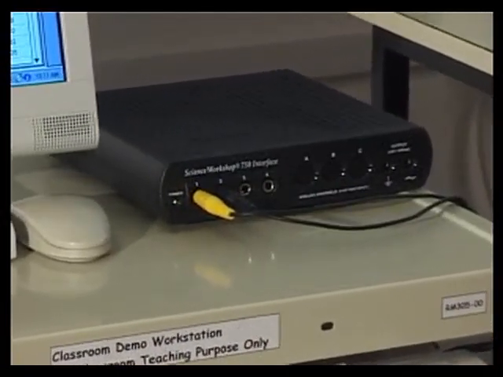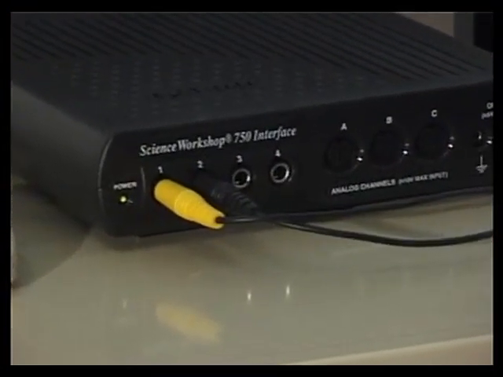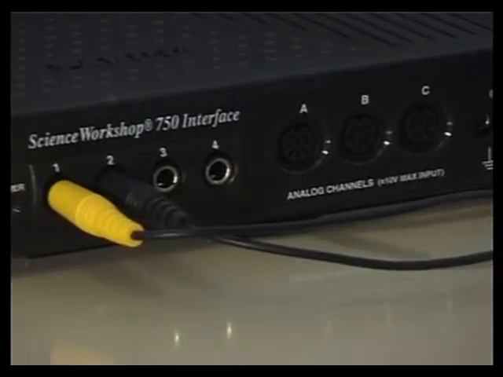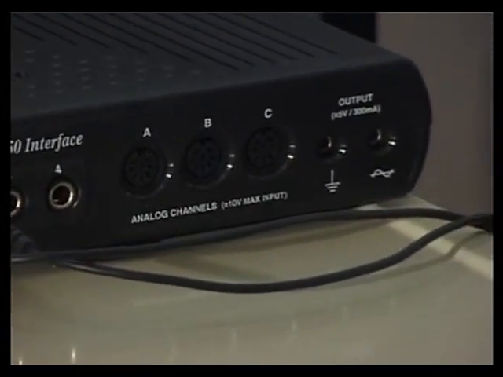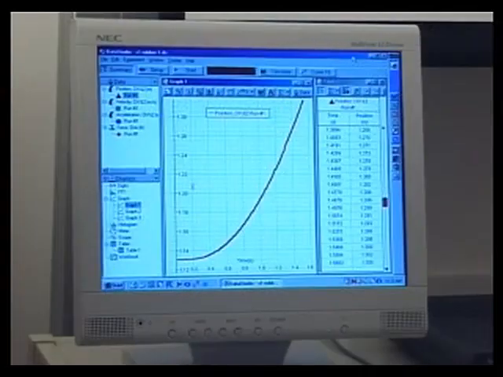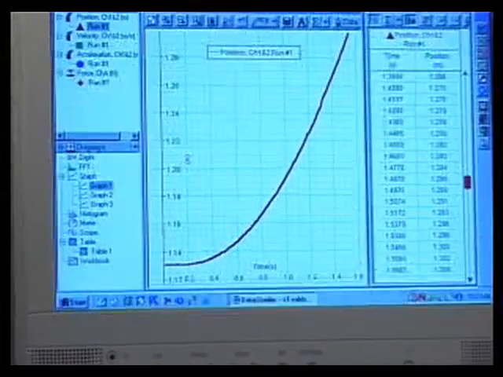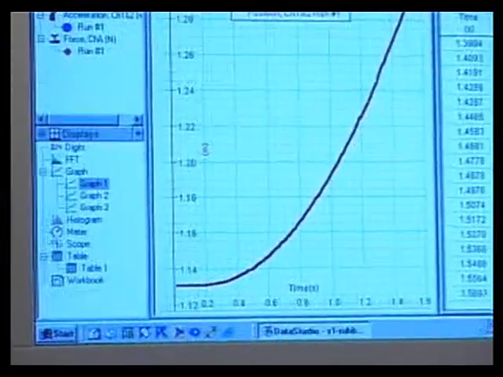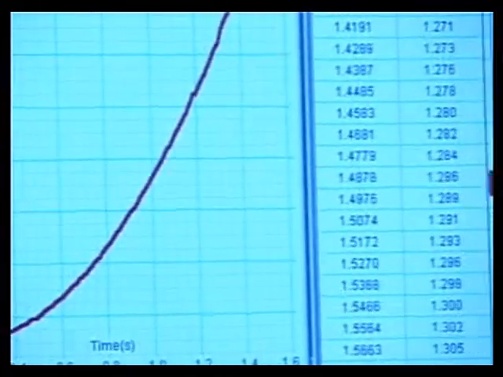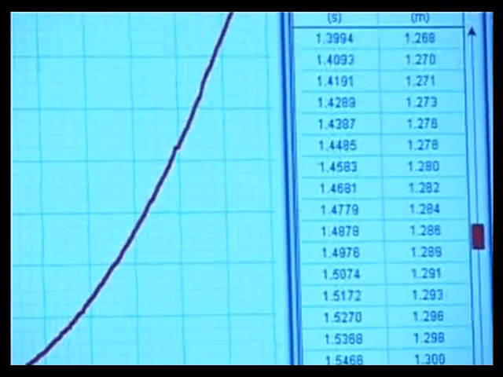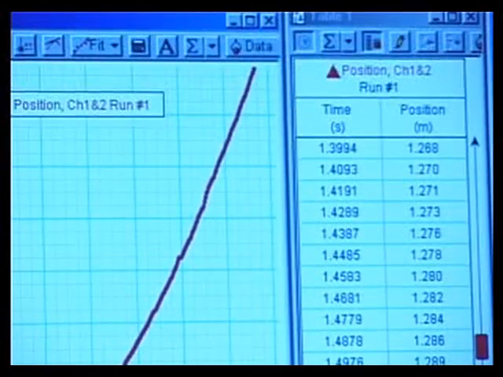The interface has both digital and analog channels for connecting sensors. The motion sensor is connected to the digital channel. The computer runs a special program that processes and analyzes the data recorded. The program can present the data in a table or as graphs. It can also analyze the data recorded in different ways.